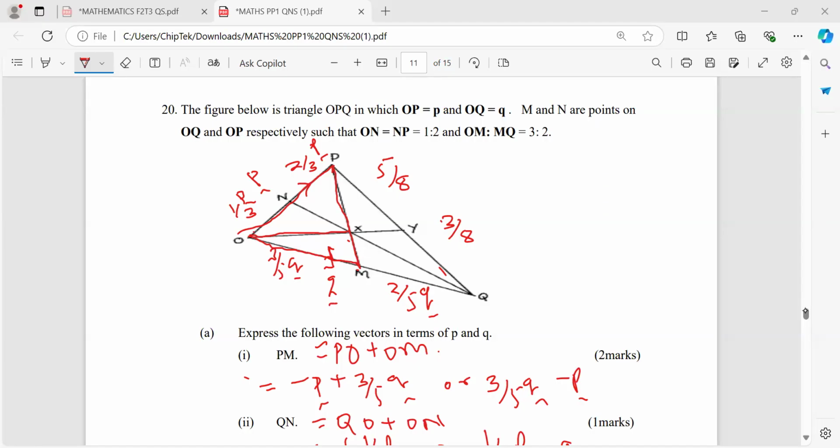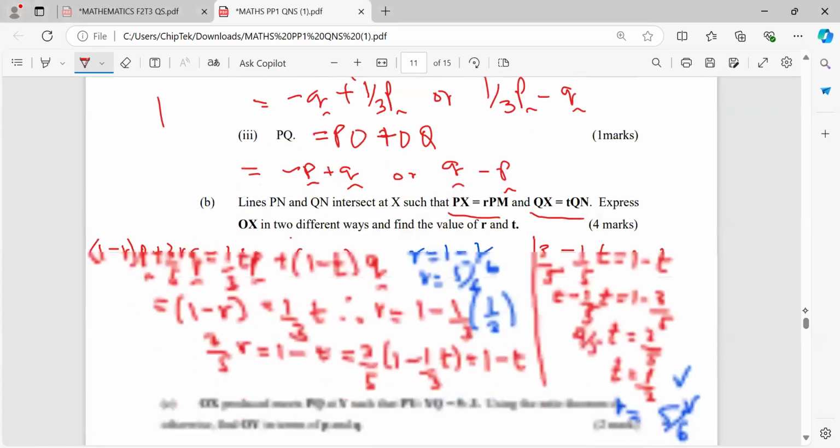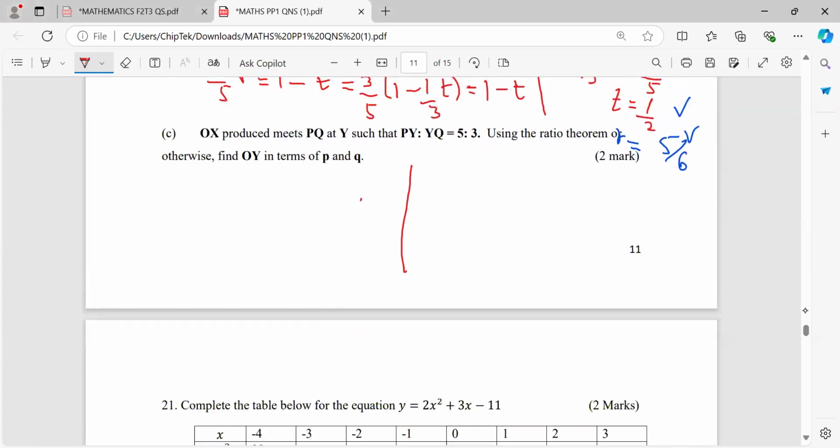Y wajua ni 5/8. PY PQ tulipata, sio? So kupata OY, kupata OY utaenda OP plus UI, in which OP tayari wajua ni ngapi. Sasa lakini hujui PY, wajua tu PY ni 5/8 of PQ. Okay, so P plus 5/8 of PQ.